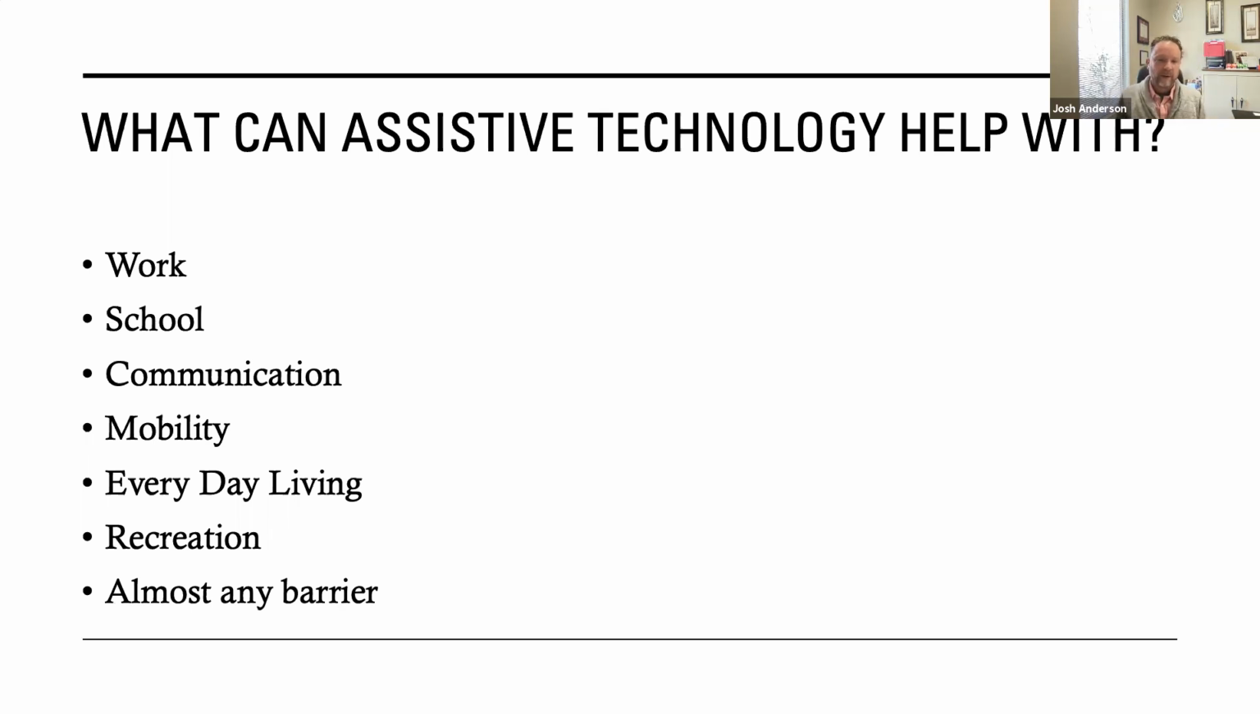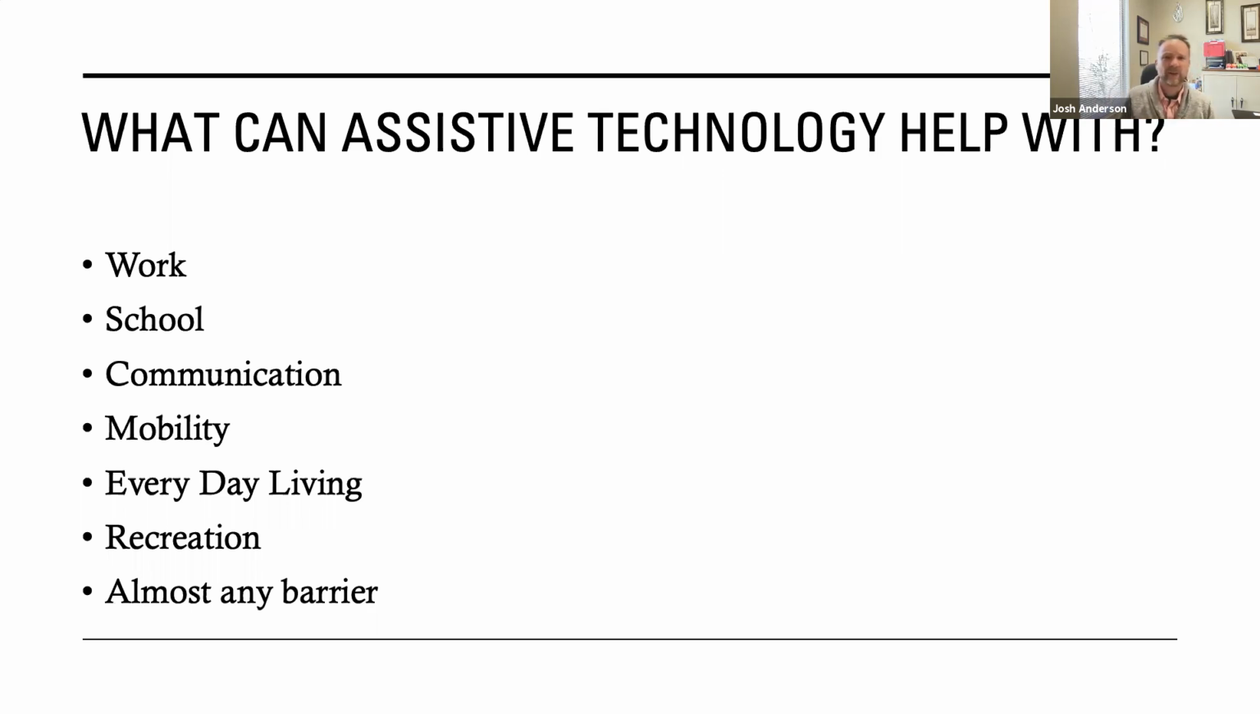And recreation. Recreation is something that's almost always forgotten when we talk about assistive technology. We always think that I want to be able to be successful at school, at work, in communicating and moving, and those kind of things. But we forget that we have to have recreation. If this last year has taught us anything, it's that getting out and being able to do those things that we really enjoy is very important. And there's technology that can help with that as well.